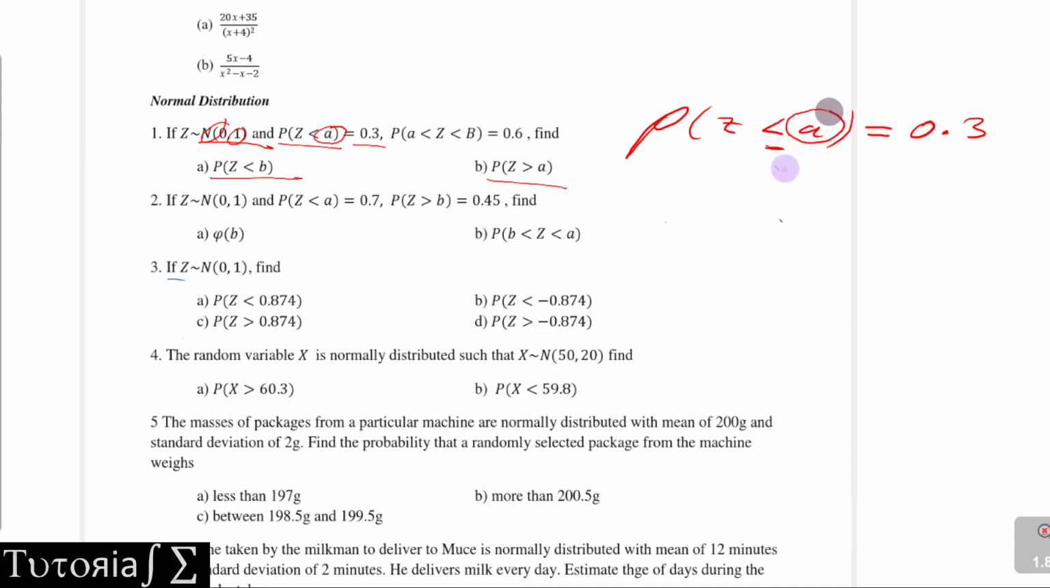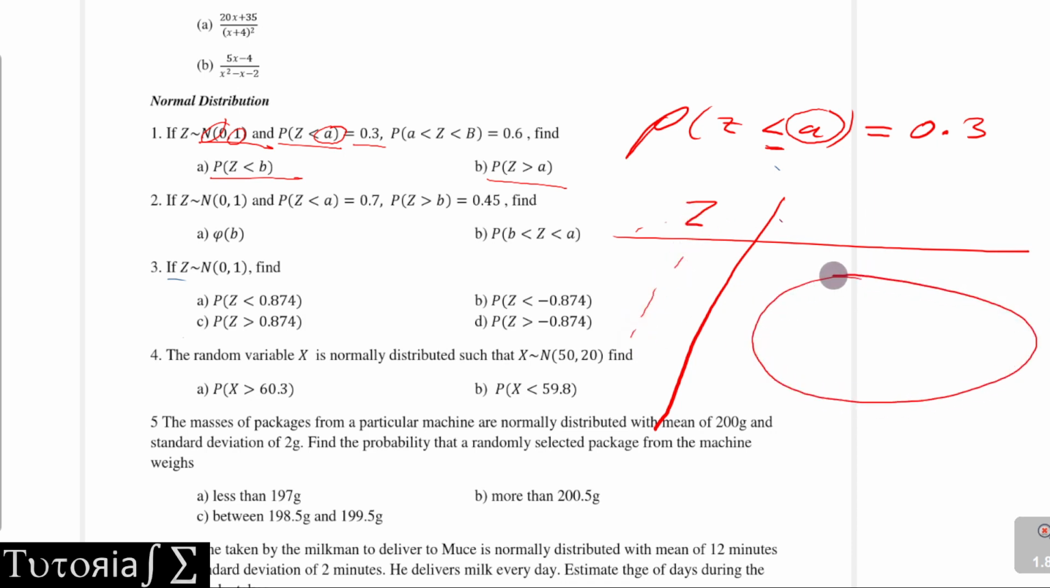For this case of the question, we're looking for A. Remember previously we had our z-score table like that. This side we had Z values. This side we had what we were looking for. So now in this case it is the opposite. We've been given the answer here. So this is 0.3, and we should just look for numbers that will correspond to 0.3. That will be our value of A.